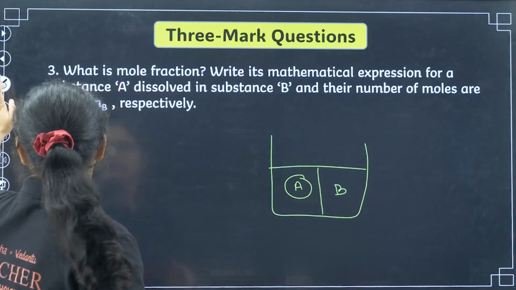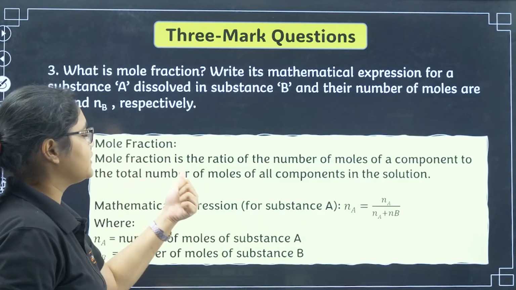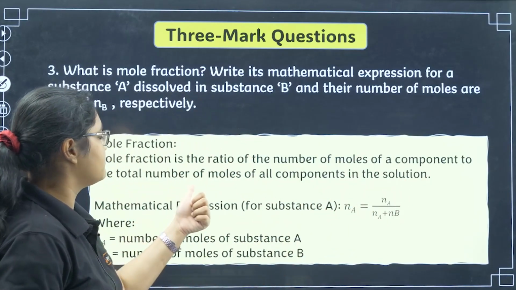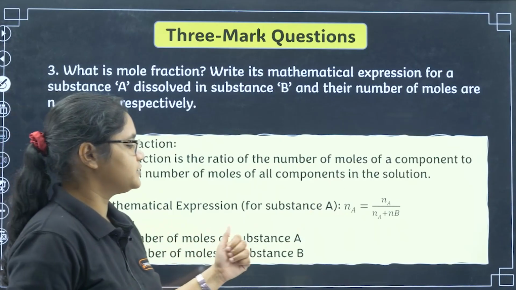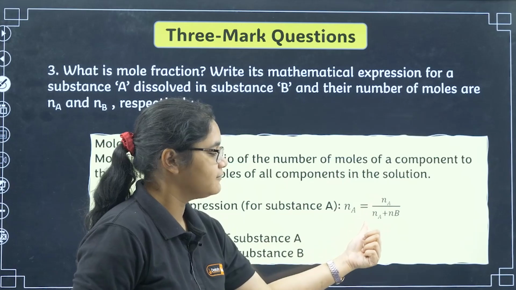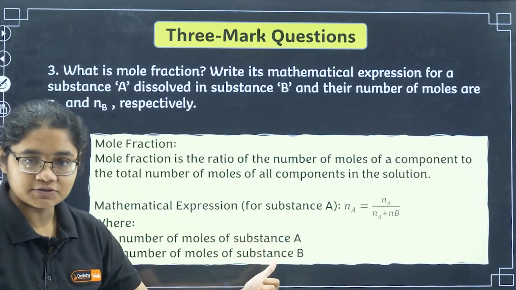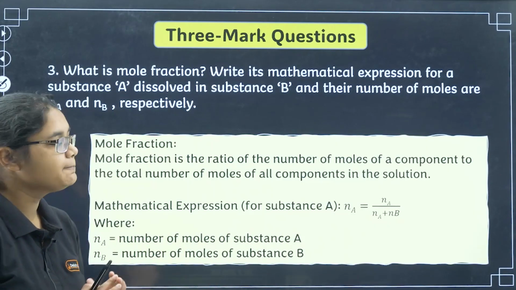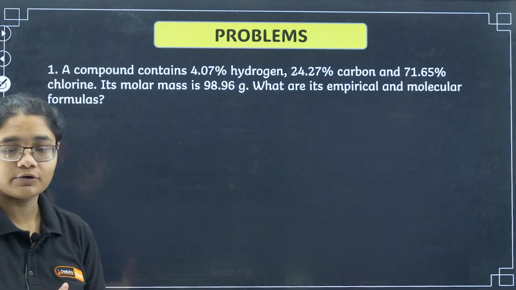So now how will you define mole fraction? Mole fraction is the ratio of the number of moles of a component to the total number of moles of all the components in the solution. The mathematical expression here will be Xa is equal to Na divided by Na plus Nb, where Na is the number of moles of substance A, and Nb is the number of moles of substance B. Fine. With this, we'll go to some numerical questions now.